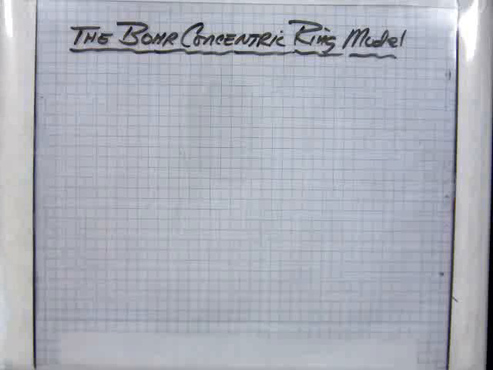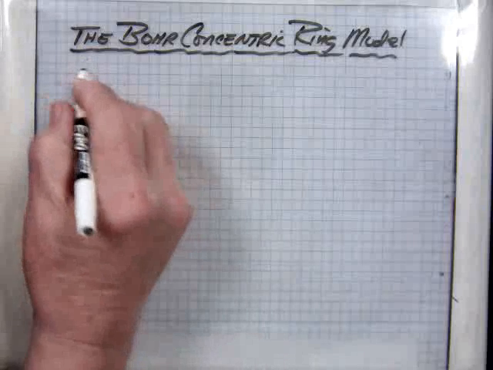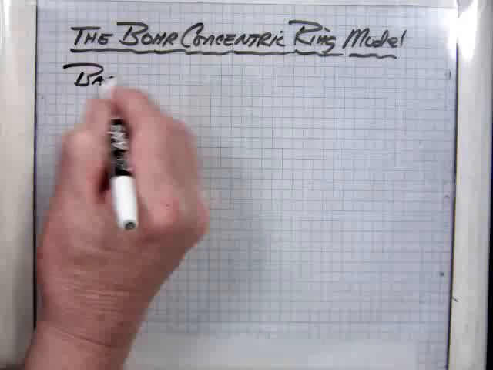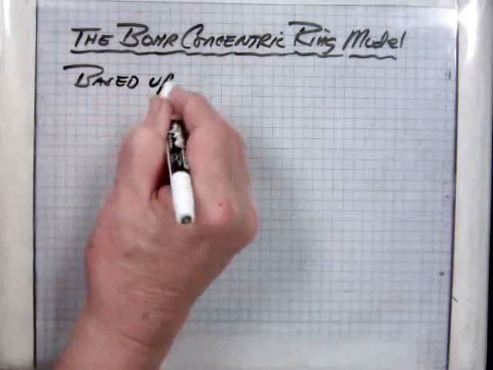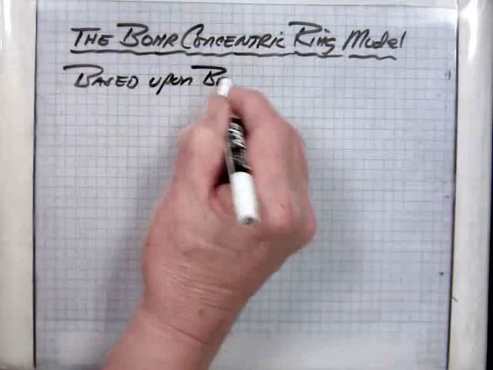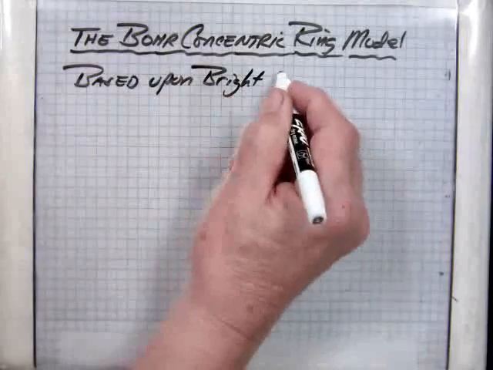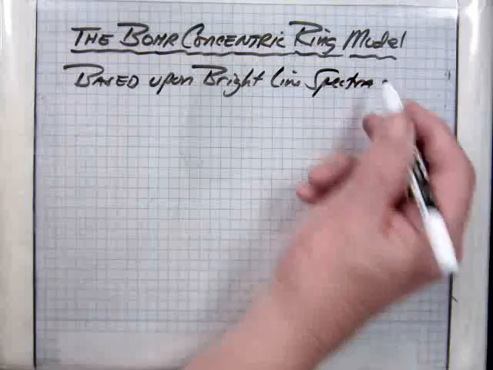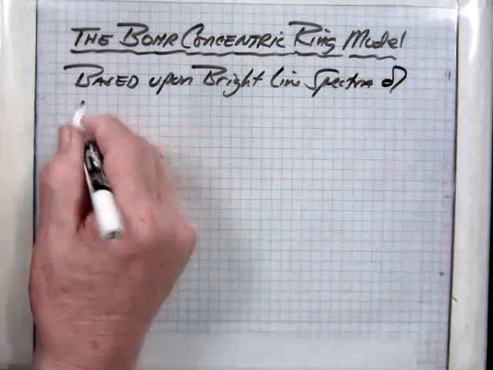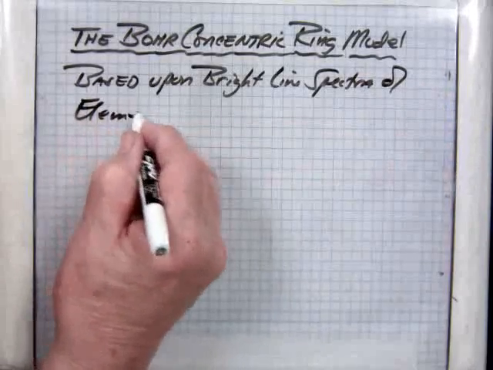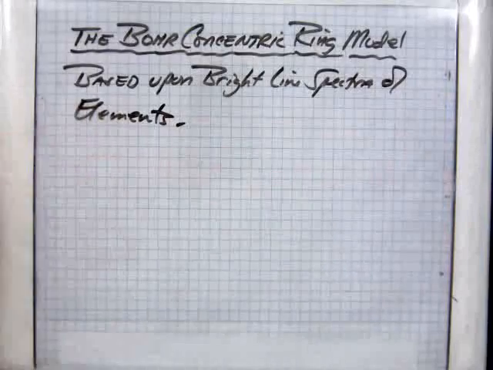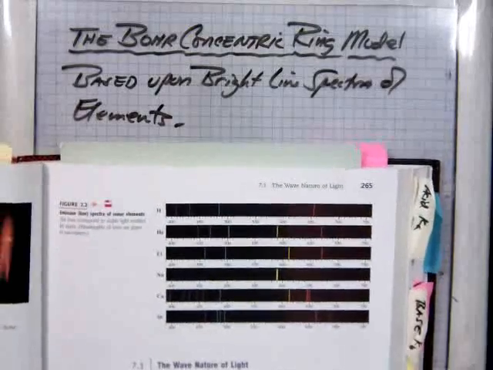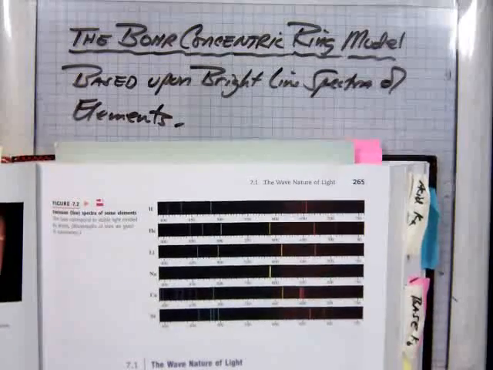Is what we call a bright line spectra of elements. Is a collection of bright line spectra.